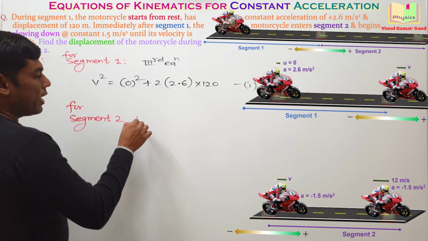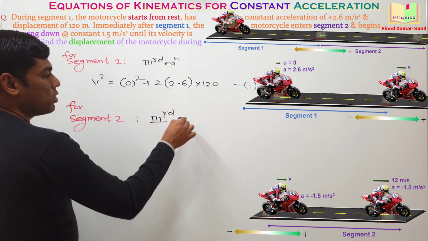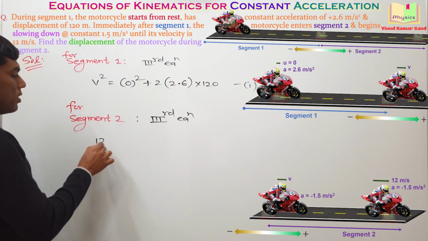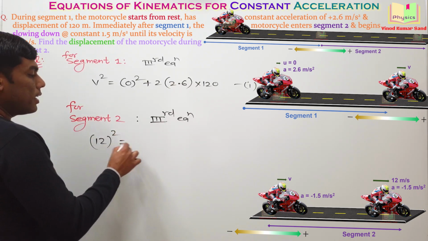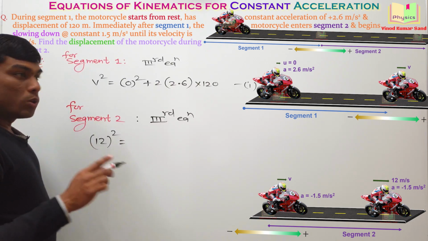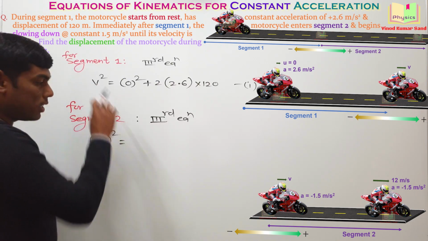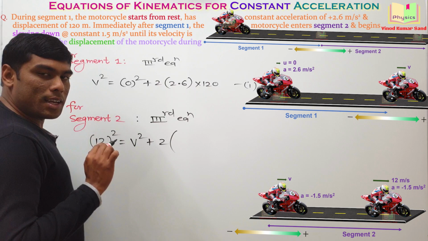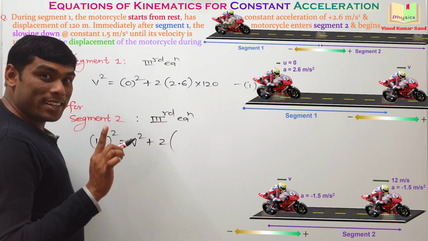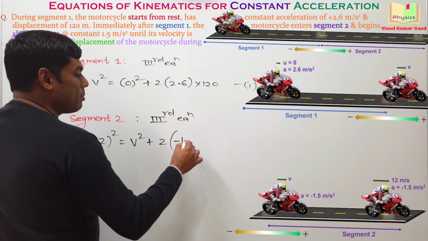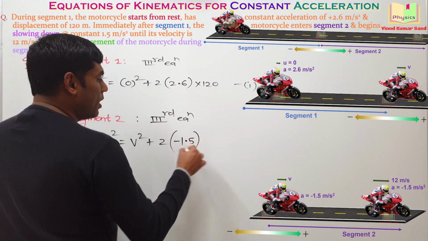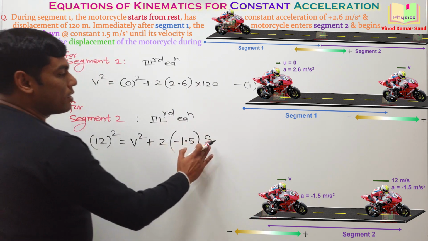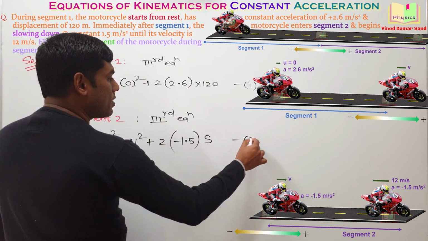For segment 2, again we'll be using the third equation of motion. The final velocity for segment 2, reading the language, we know is 12 meter per second square. The initial velocity for segment 2 will be actually equal to v. Remember that, plus 2 into acceleration for segment 2, which will be taken as negative according to the language of the question, and it is minus 1.5 meter per second square, and we require the displacement in this segment. That displacement, let's say we are indicating by S.